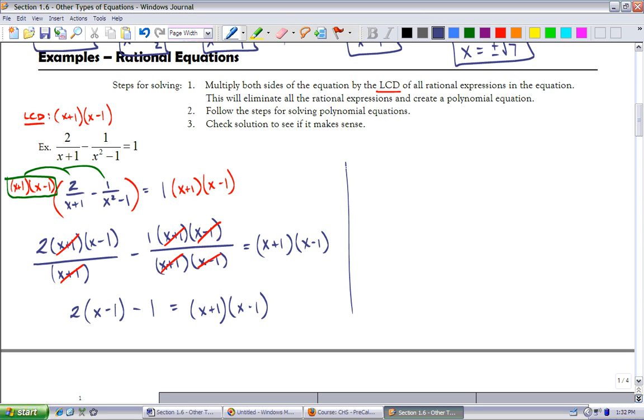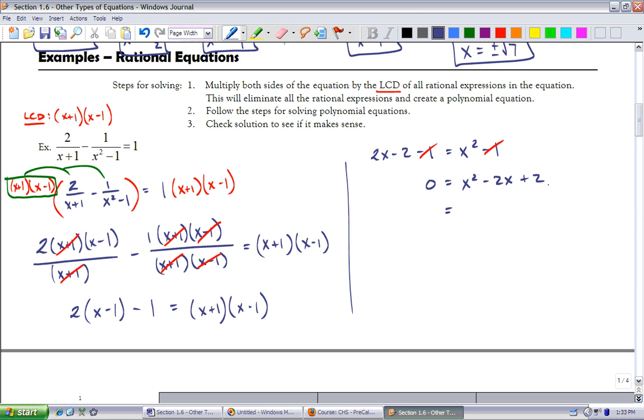I'm going to distribute the 2, so I get 2x minus 2 minus 1 equals x squared minus 1. It's the difference of squares. This is a quadratic. We've got to pull everything over to the same side. So if I add 1 to both sides, those cancel out. If I subtract 2x, I'll have an x squared minus 2x. If I add 2, I get plus 2 equals 0.